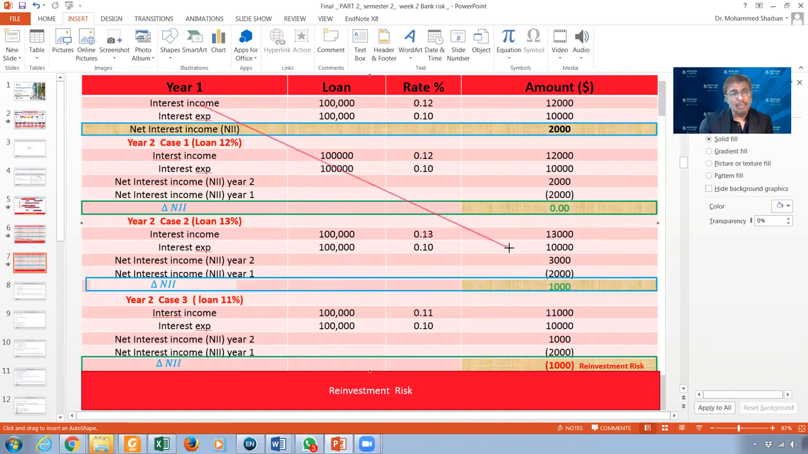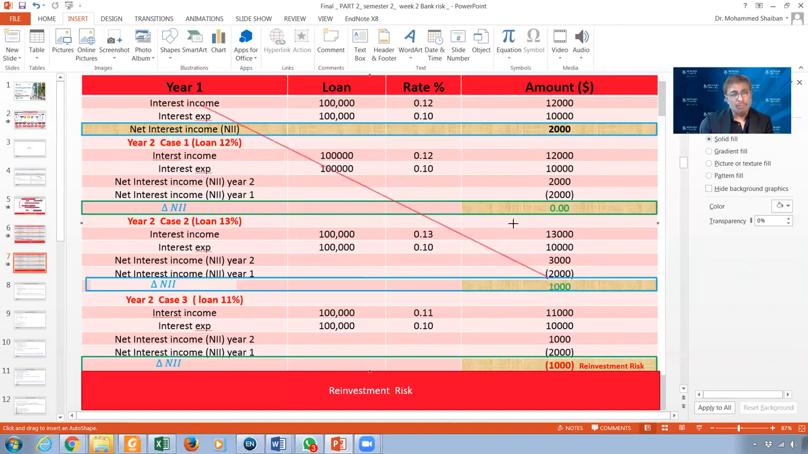which means in this case the interest income will be 30,000, and I still pay 10,000, so I make 3,000 difference. I used to make only 2,000. Now I have, as you can see, 1,000 green. I'm happy, even happier than the first year.